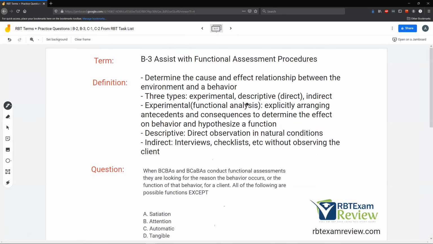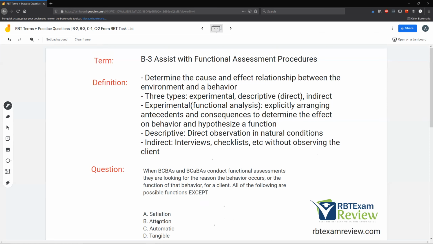One more, assist with functional assessment procedures. Again, we have three types: experimental, descriptive direct, or indirect. So question, when BCBAs and BCABAs conduct functional assessments, they are looking for the reason the behavior occurs, or the function of the behavior for a client. All of the following are possible functions except what? So that's the entire goal, right? What function does the behavior serve? Every behavior has a function, and before we can treat behavior, we need to determine that function. So all of these are functions except what?